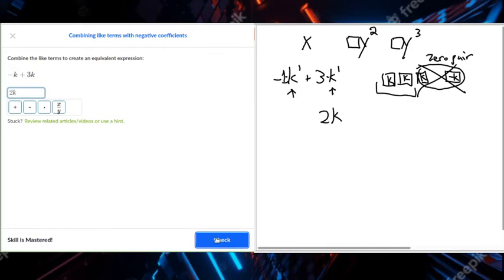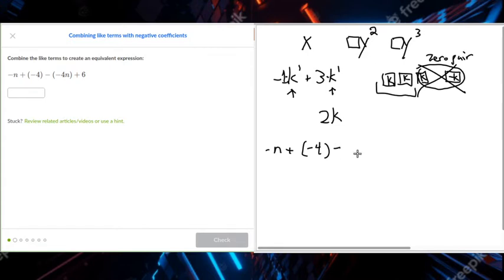How many questions do we have on this one? It looks like we have 7. Okay, let's go down here. We have negative n plus negative 4 minus negative 4n plus 6. So we're going to combine like terms, and that means we have some things happening.